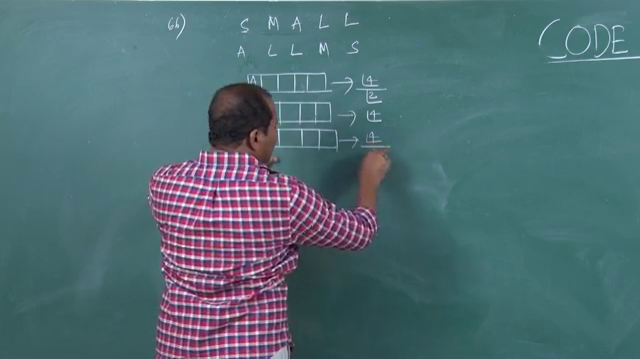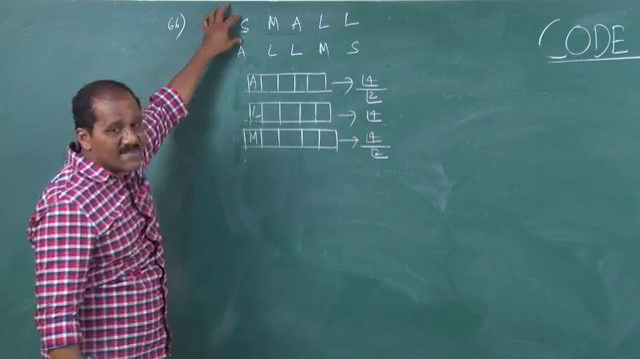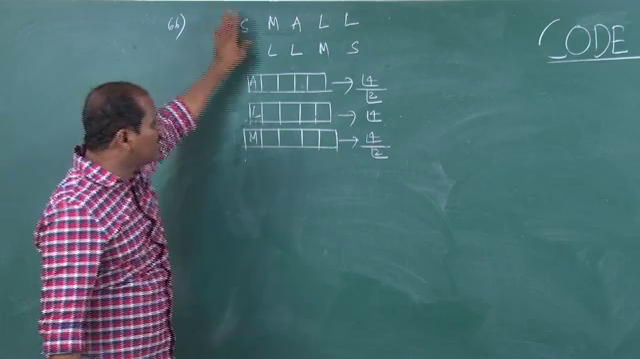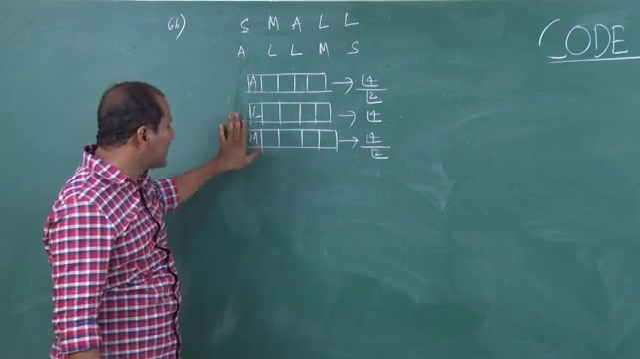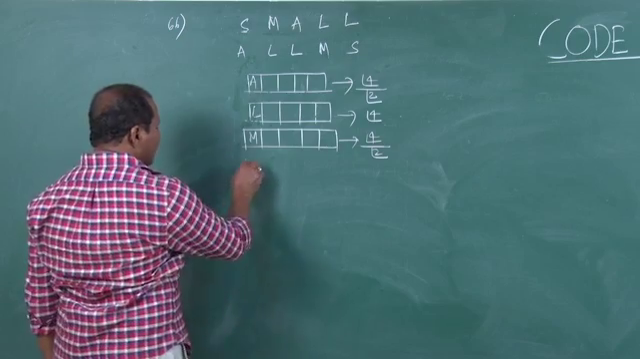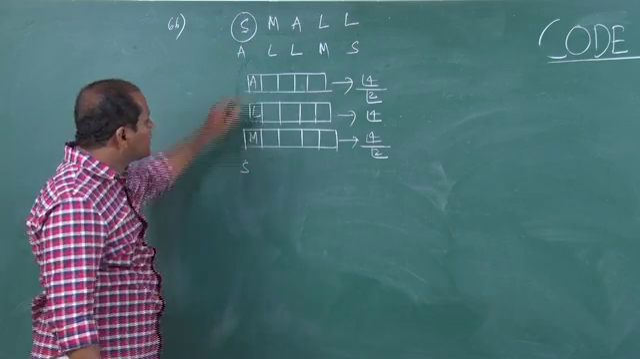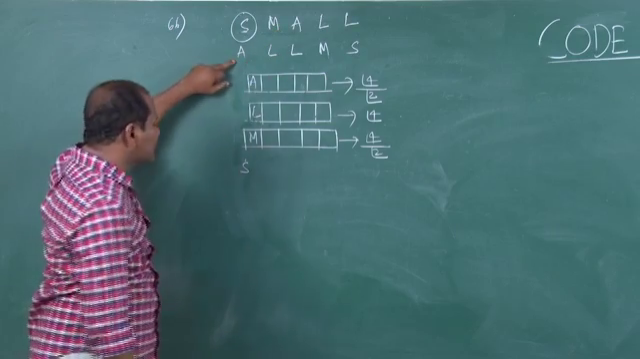So, the answer is 4 factorial by 2 factorial. First letter comparison: the arrangements beginning with a letter which comes before S, that is starting with A, starting with L, starting with M, these are the arrangements. And next, after the first place is completed, now come to the second place. In the second place we have M, and before M, A is there.